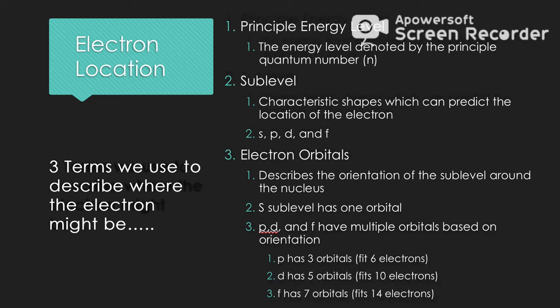Looking at that, math-minded kids, how many electrons do you think each orbital can hold? You're right if you said 2. They can each hold 2 electrons in each of those orbitals.